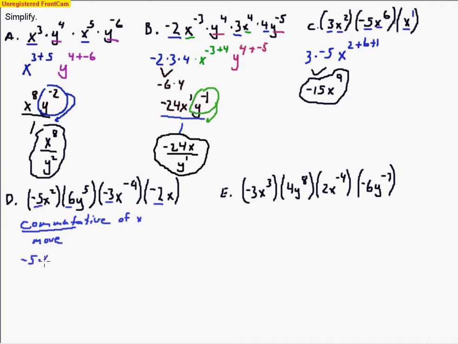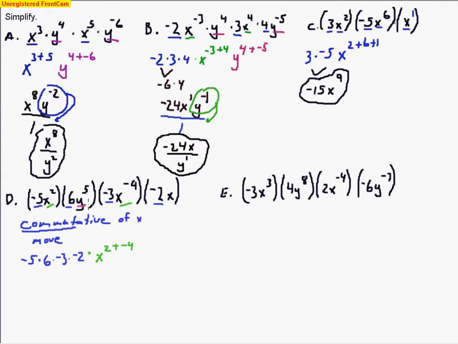-5 times 6 times -3 times -2. You're bringing all those coefficients next to each other and multiplying them. And then you're bringing the next term, which is x. So we bring those numbers next to each other, so we have times x to the second plus -4. Since they're being multiplied, we add up the exponents. That's the rule. And the same thing with the y's.